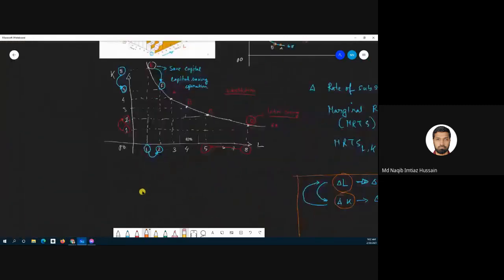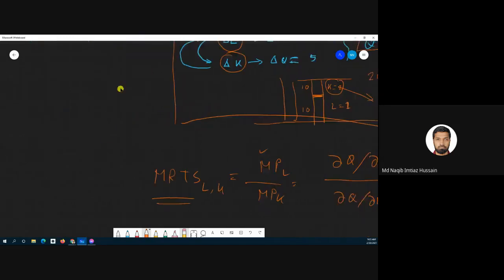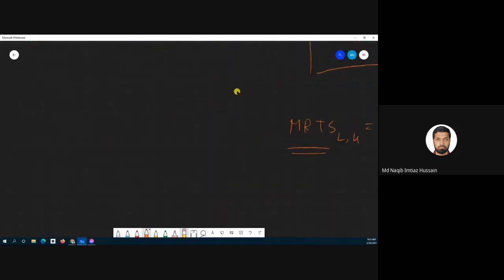This Microsoft whiteboard is not responsive sometimes. Okay, now look, this is any point. This is L and K, right? At any point, if you take the differentiation del K by del L, this is the tangent, right? Can you follow? And this tangent is actually your MRTS LK. Okay? So your job is not to do too much math. Without doing math, what will you do?